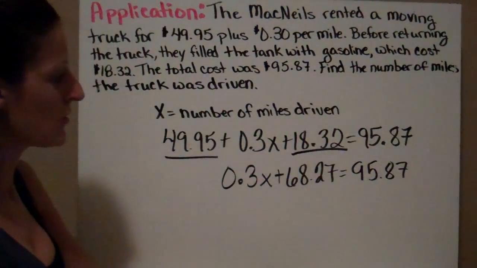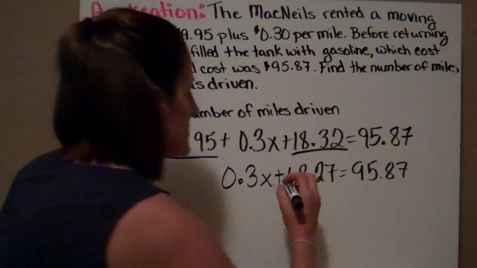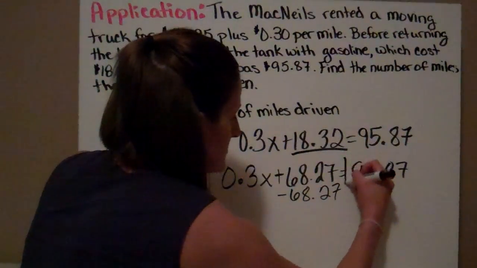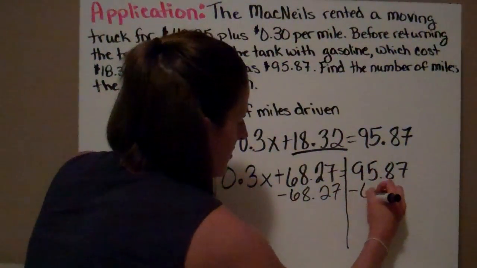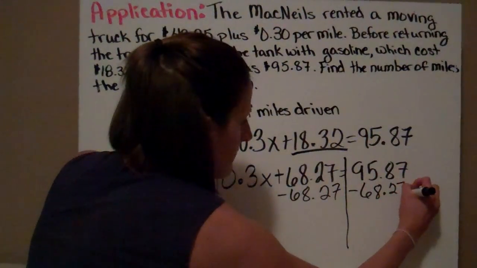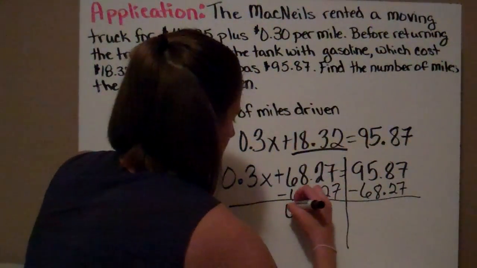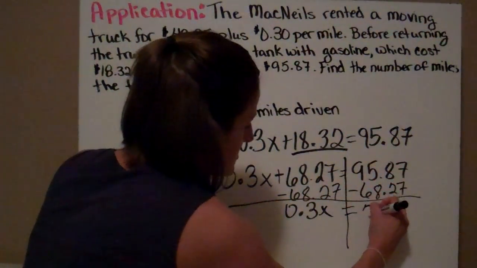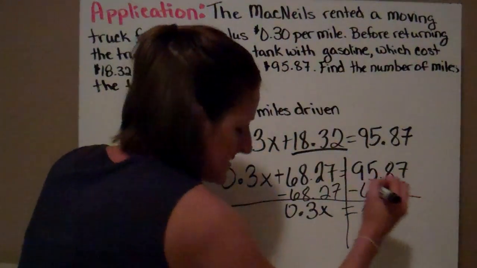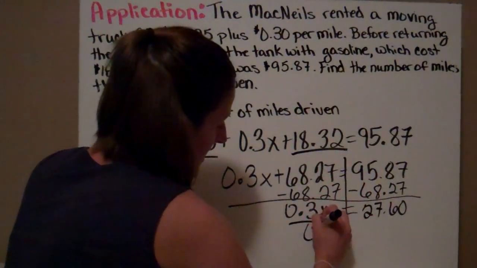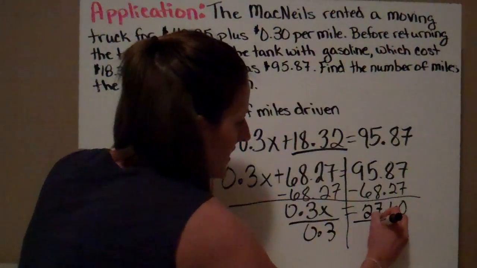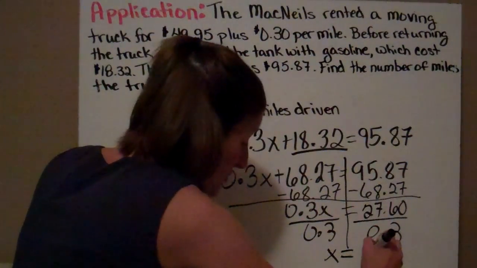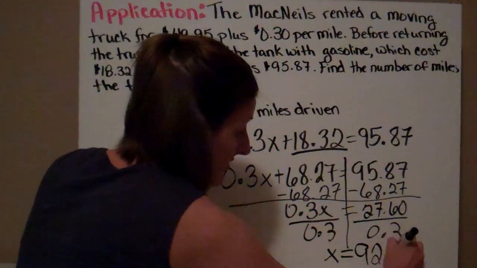Okay, now we have a 2-step equation, which is fairly easy. You're going to subtract $68.27 from both sides. Remember, when you do to one, you gotta do to the other. You're left with 0.3x. That's going to equal $27.60. Then you're going to divide each side by 0.3 to find out how many miles you're going to get. And your x is actually going to equal 92 miles. You're doing a lot of driving there.